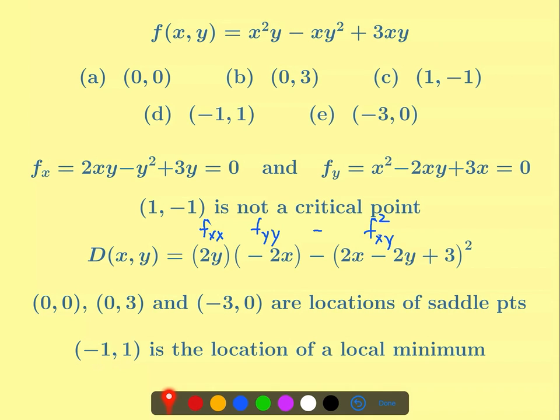That means it's the location of a local minimum or a local maximum, and we determine which it is by looking at the value of f sub x x, or f sub y y, at the point we're interested in. This is going to be 2, as we discussed earlier, and since this is positive, it's a location of a local minimum, because it's going to be concave up in the direction of x. So we have a local minimum there, and we've determined what happens with each of the points, and so that finishes this problem.